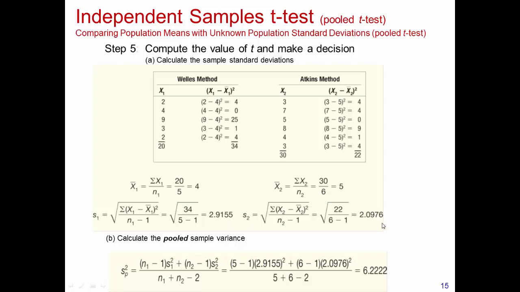2.0976. From there, we calculate the pooled sample variance, going back to our pooled sample variance formula. We input all of the values for the symbols that we have, and we find that our pooled sample variance is 6.2222. Next, we complete the t-test statistic and we make our decision.